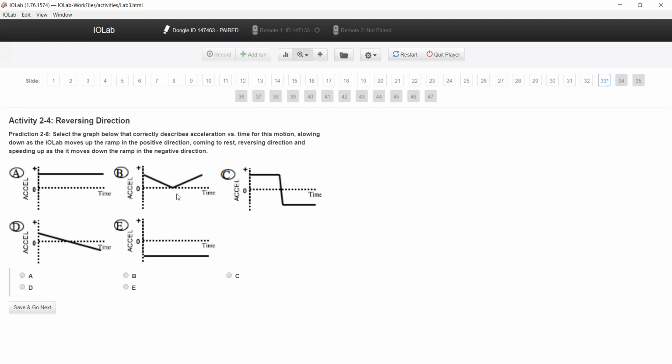At the turning point, velocity might be zero, but acceleration is the rate of change of velocity, so acceleration might not be zero. Based on the general rule, you may form the sign of the acceleration and see which one will be the correct one. Predict your answer, and then click save and go next after making the prediction.